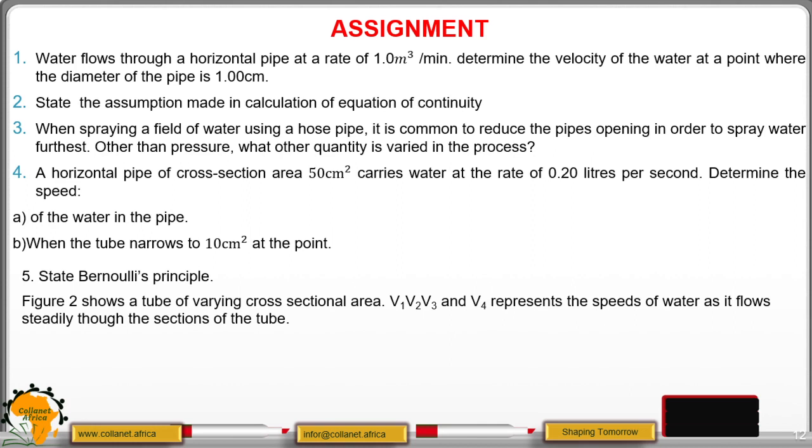So these questions are very nice. Try them and see how far you can go. How far have you understood this lesson?